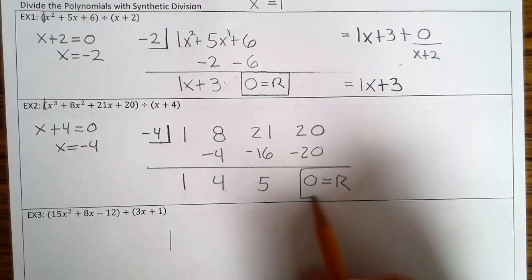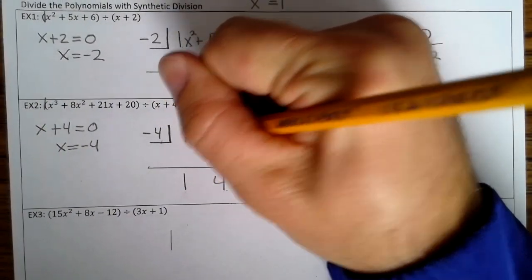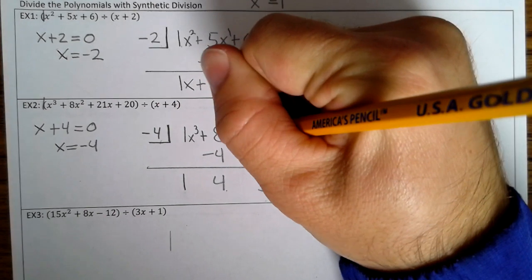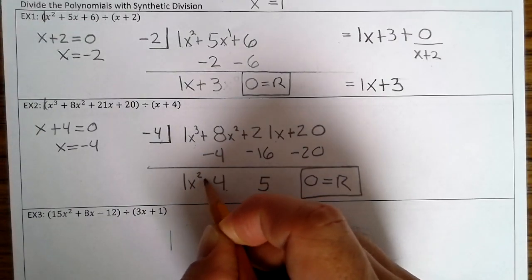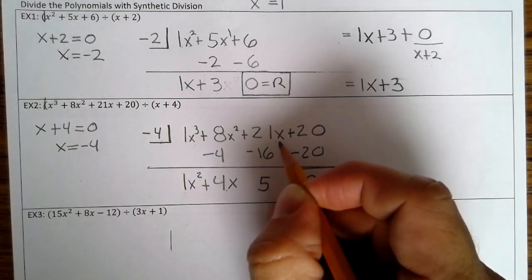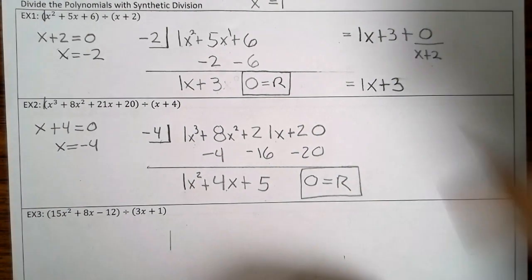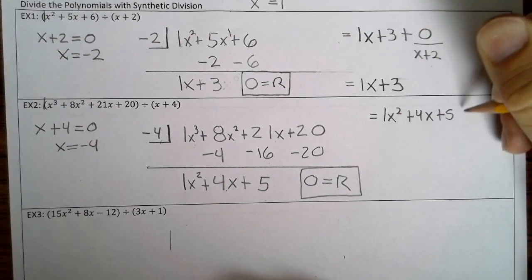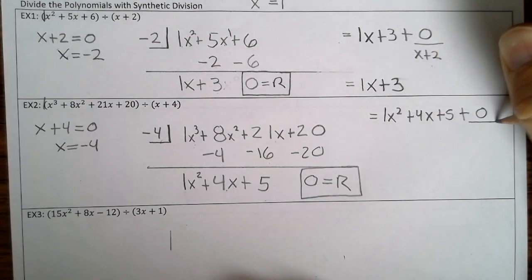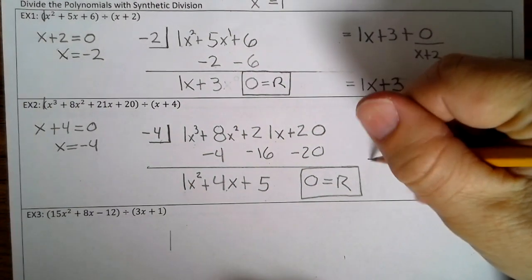Okay. Now remember, this was 1x cubed plus 8x squared plus 21x plus 20. And so the degrees of exponents decrease. So that was x cubed, now it's x squared. Plus that was x squared, now it's x. Plus that would be x to the 0, so we just leave it as 5. So that equals 1x squared plus 4x plus 5 plus 0 divided by x plus 4. Well, that's just 0, so it equals 1x squared plus 4x plus 5.